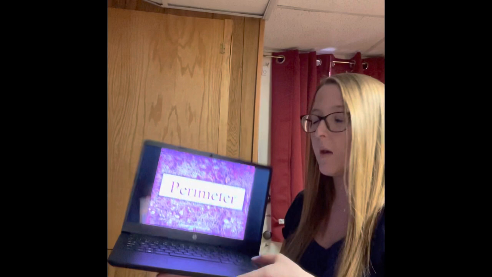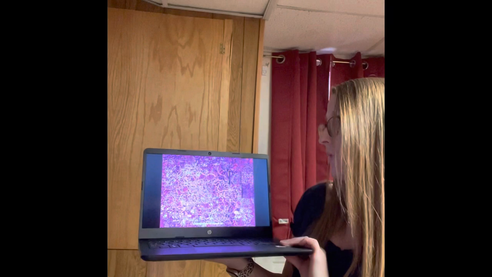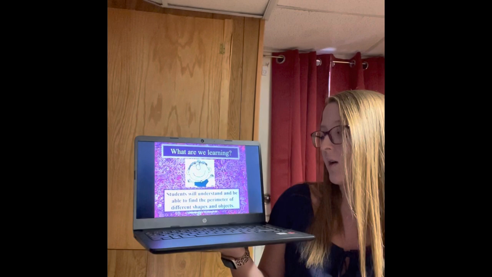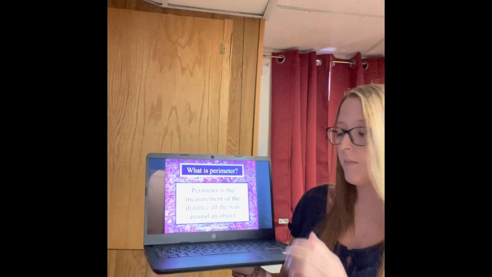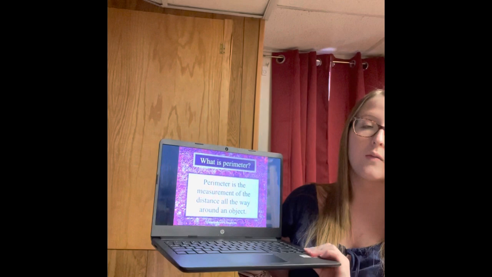So, perimeter. Today, our learning goal is going to be to be able to find the perimeter of different shapes and objects. What is perimeter? Perimeter is the measurement of the distance all the way around an object. Y'all might want to get out a highlighter and highlight that because that could be a question on one of the quizzes to come.